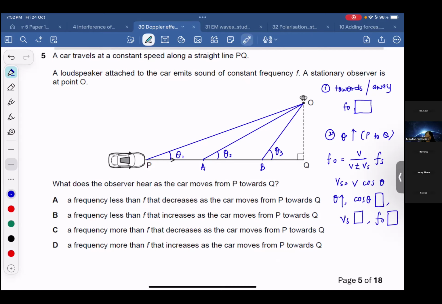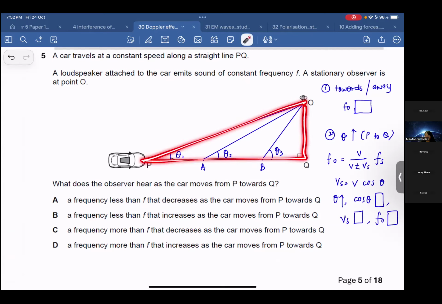The sound will go straight from here to the observer. It won't go like this and then turn 90 degrees. Sound won't be like this. It will go straight from the source to your observer. So this is the part of the sound source. But we don't know about this; we only know about this V. So what is my Vs? V cos delta. So I get Vs.